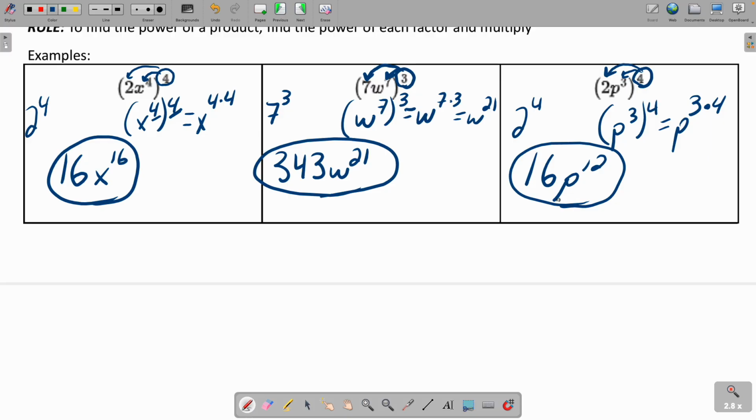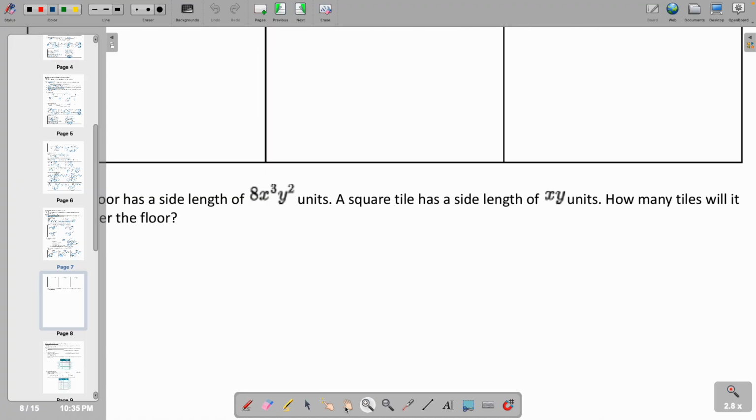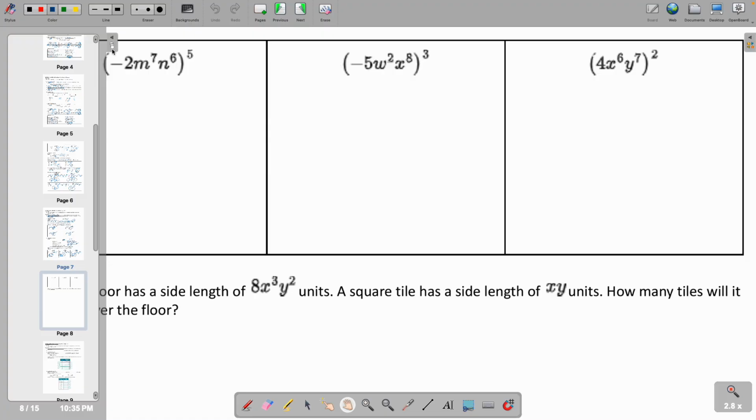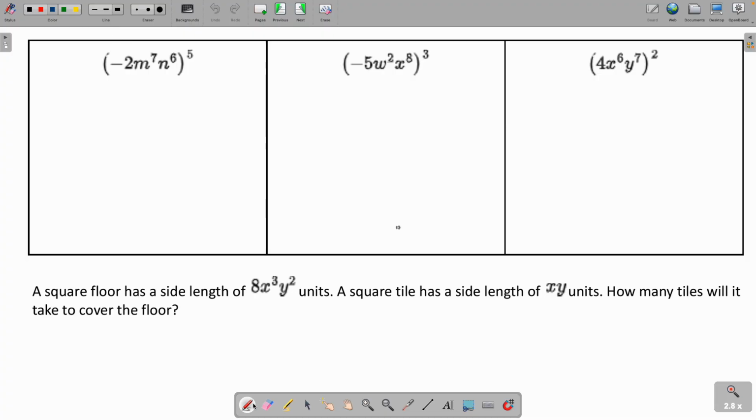So we'll go ahead and go to our next page of the notes. On this page, there's not much left to do. So we'll go ahead and get started. They add an extra thing. In the last few examples we did, we had 2 things inside our parentheses.